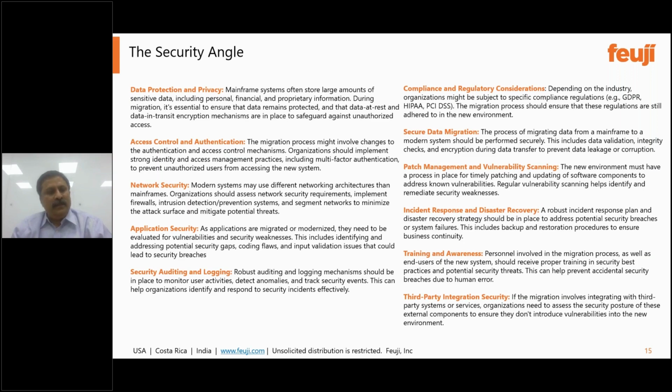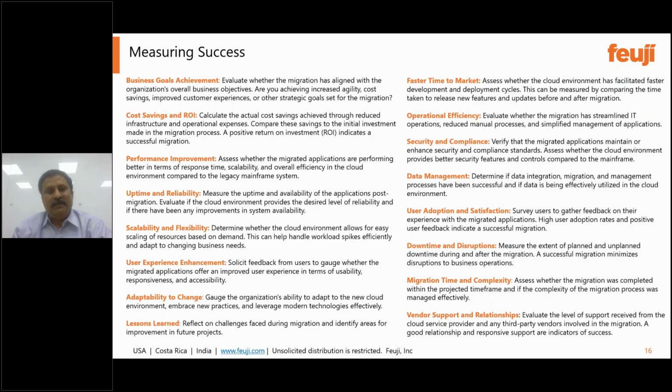So now all this is great, but how do we know whether my migration is successful or not? How do I measure that? One of the things is, a mainframe migration is not considered successful unless you have defined your KPIs. And following is the list of KPIs that have been defined over a period of time.